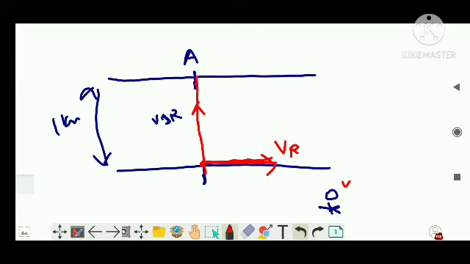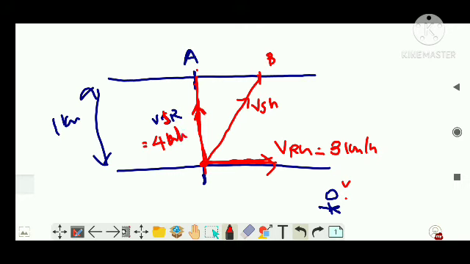With whose perspective? The person on the ground. Clear? Now the person on the ground will feel that he is not reaching A but B. That means he traces the path of the swimmer like this. So I will name it as VSG. Clear? Now what is the velocity of river? It is 3 kilometer per hour. And what will be the swimmer's speed with respect to the river? He wishes to swim in a straight line, so obviously it will be 4 kilometer per hour.